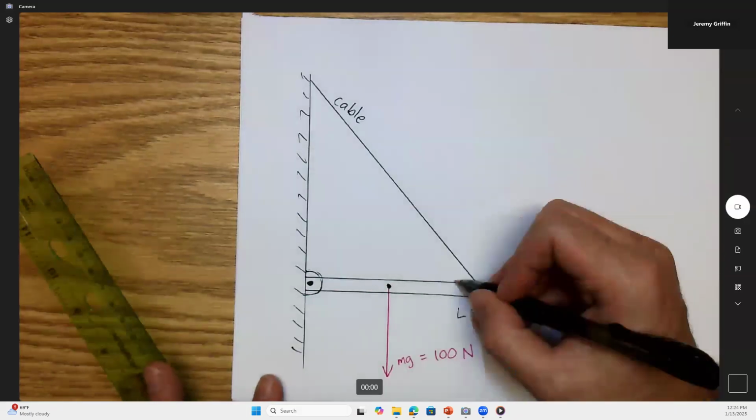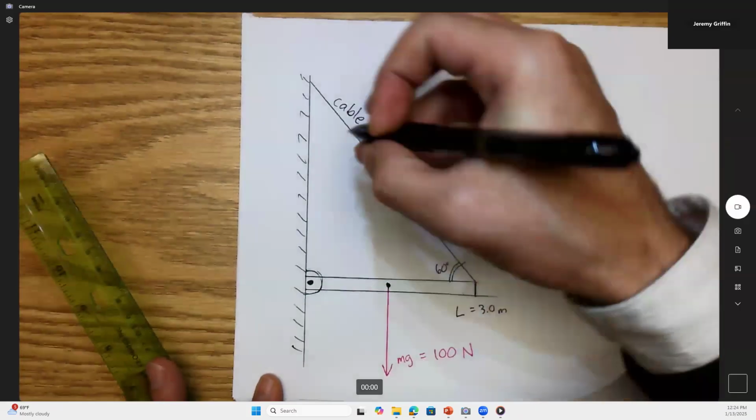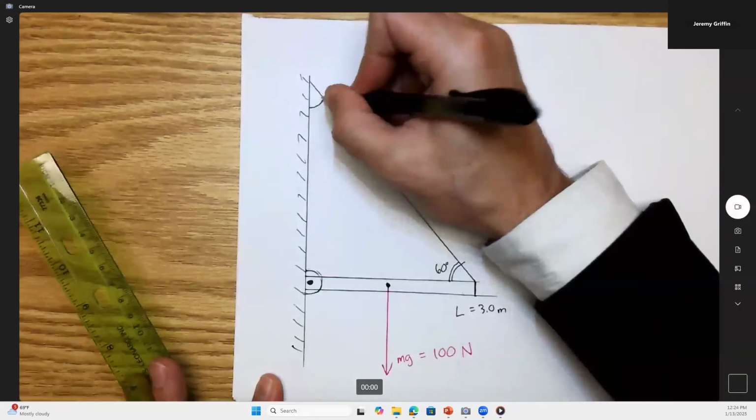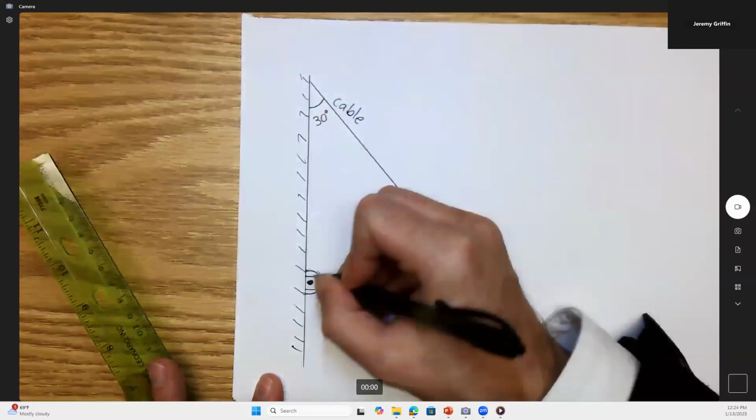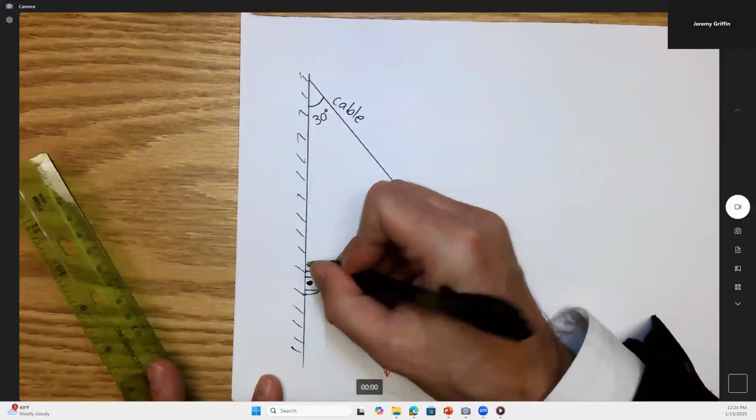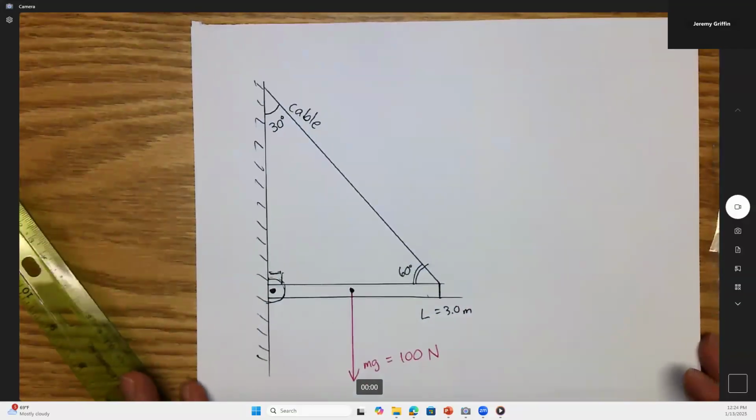What else? I gave you some angles. I said this angle down here is 60 degrees, and this angle up here is 30 degrees. I don't think my picture is exactly to scale, but you guys get the idea, right? And this could be a 90-degree angle here. Got that. 30, 60, 90 looking triangle. You guys get all that?